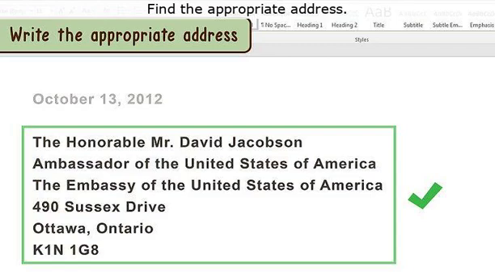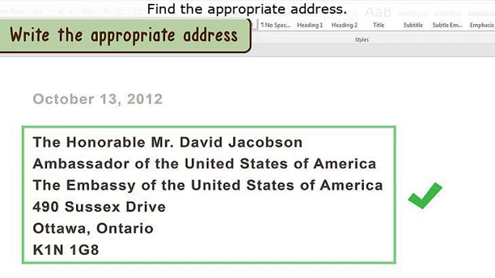Call the embassy or check its website to learn the address to which you should mail your letter. Keep in mind that many larger embassies will have different addresses for you to use depending on the reason for your letter. If you don't already know, you'll also need to find out the correct person to address who can help you with your issue.